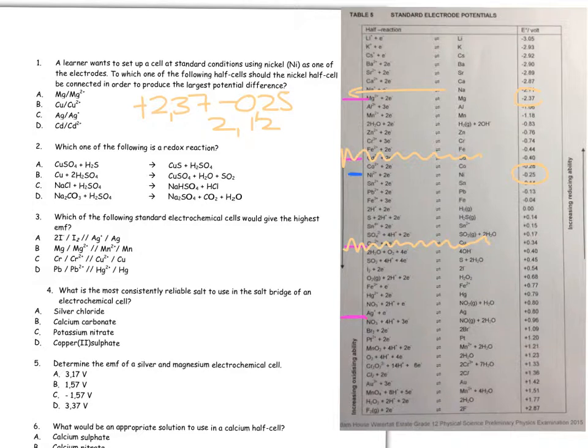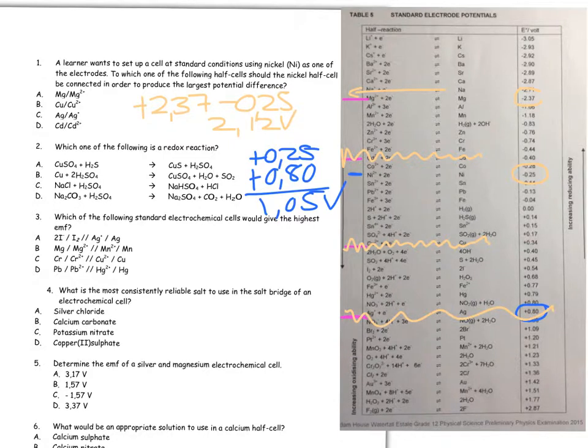I'm going to change the sign of the nickel now, so plus 0.25, and keep the sign the same for the silver. That's going to be 0.25 plus 0.80. And very good news is that it turns out to be 1.05 volts, which is a lot less than the 2.12 volts. So even if I did it backwards, forwards, or round and about, that one doesn't work. So the biggest potential difference comes from the magnesium over there.